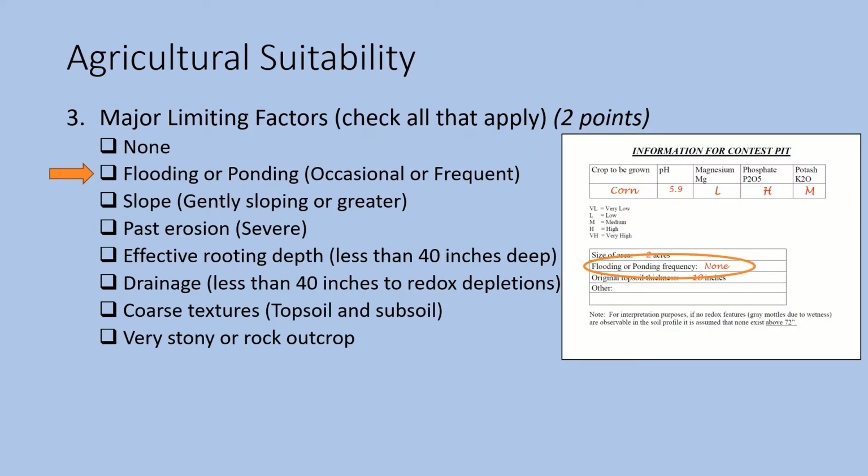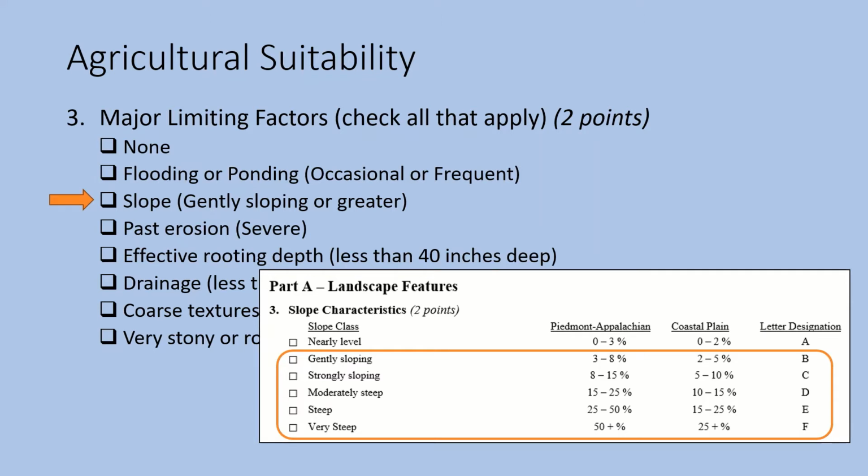So you'll look at the information sign, and if we've told you that the site floods or ponds occasionally or frequently, you'll mark that as a major limiting factor. The next potential limiting factor we look at is slope. If you're on a really steep site, it can affect the types of crops you can grow. It also means the site could be subject to more erosion.